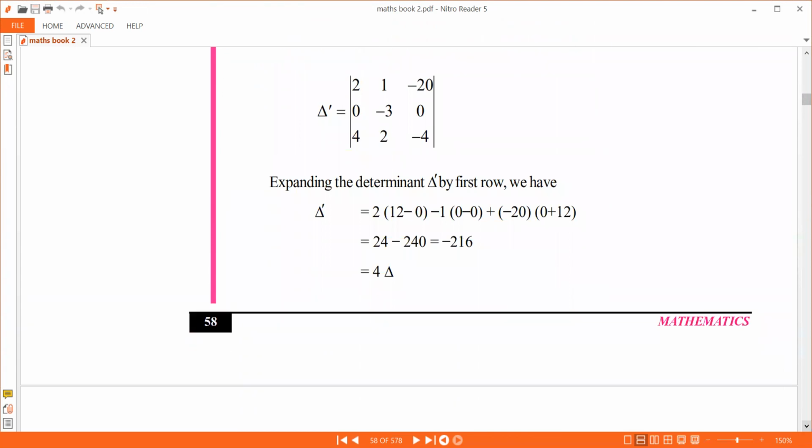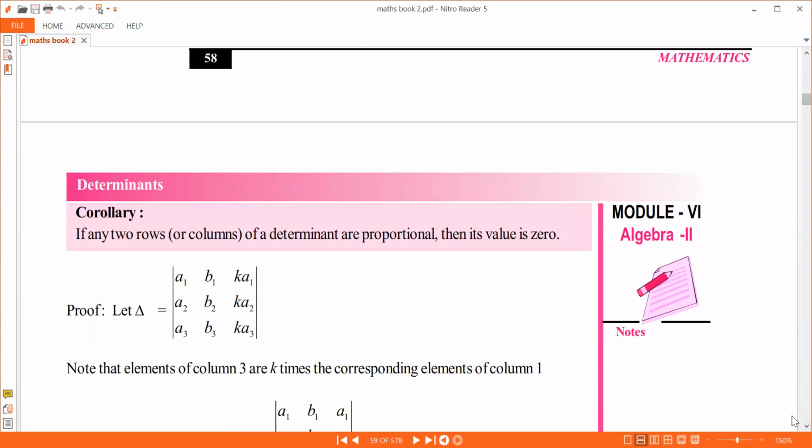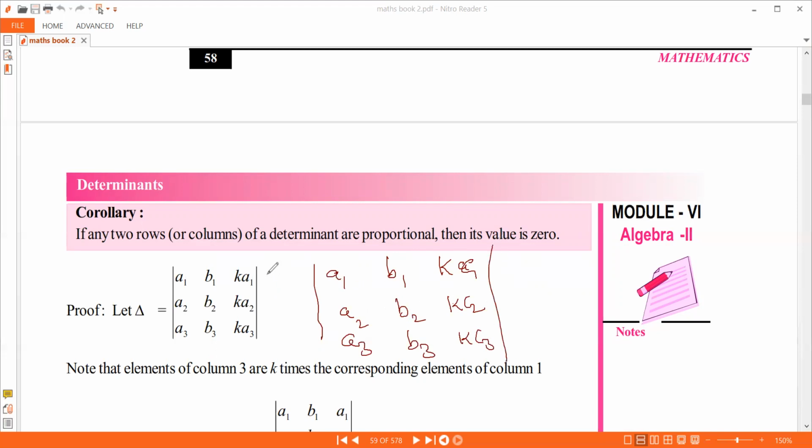So they expanded and showed you about that. Okay. Now we'll come into the property. So it's like this. Suppose this condition is like this. This matrix they are writing: A1, A2, A3, B1, B2, B3, KC1, let us say KC2, KC3. Something like this.